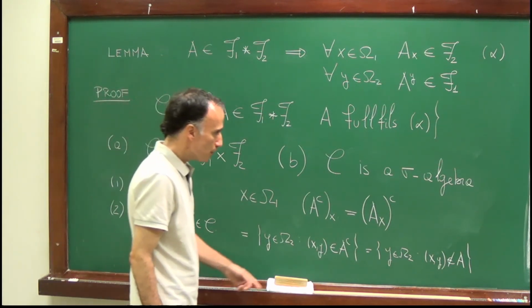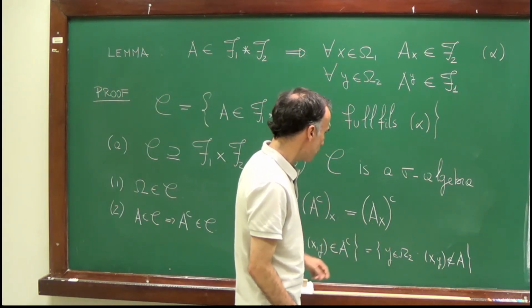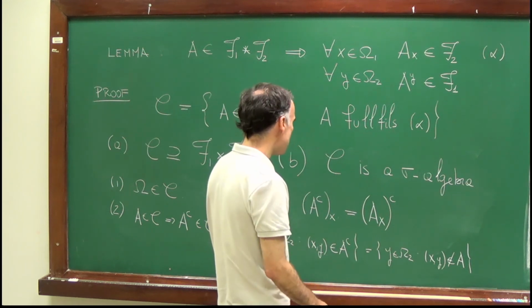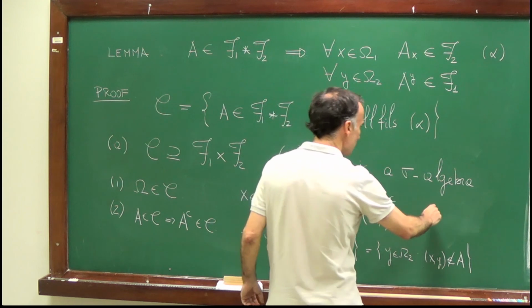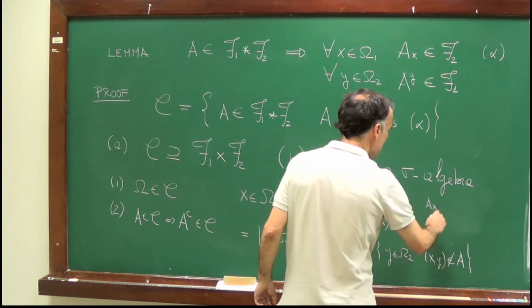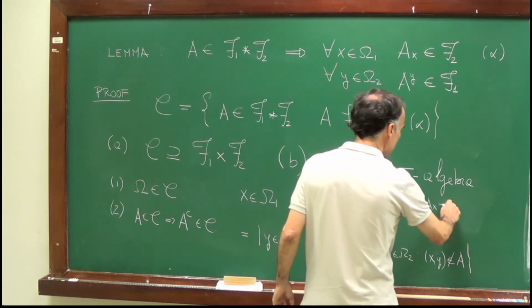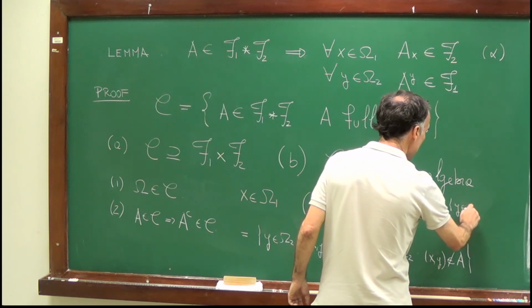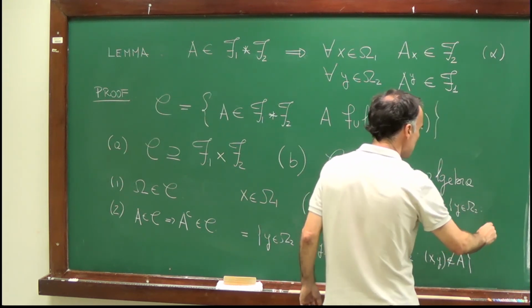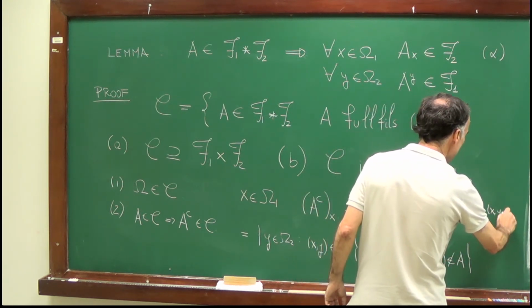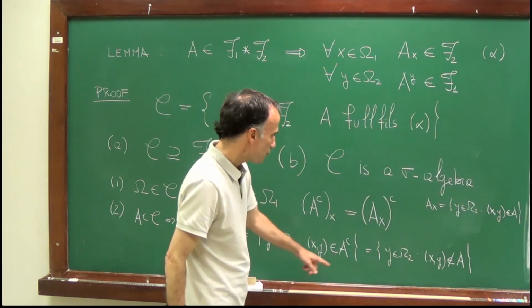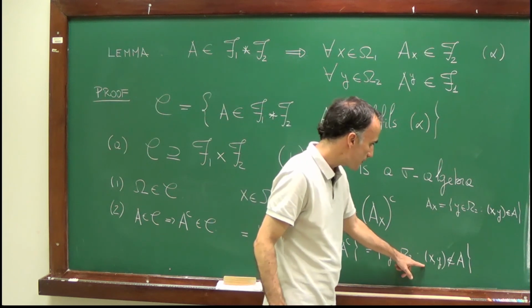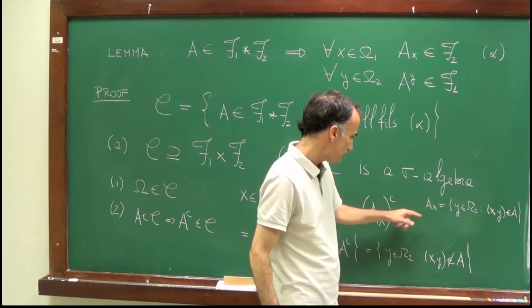Well, but this is exactly, so if we remember what A is, the cross-section, let me write that here, the cross-section at x of A, these are all points y in omega 2 such that (x, y) belongs to A. So you see that this set is exactly the complement of this set, right?